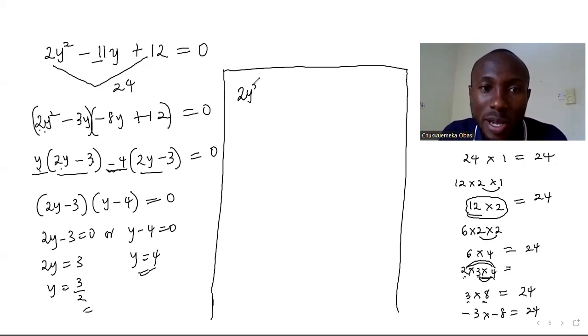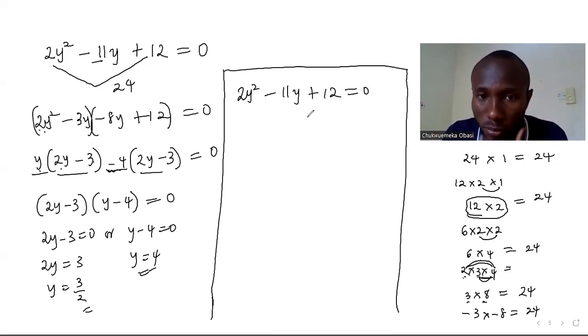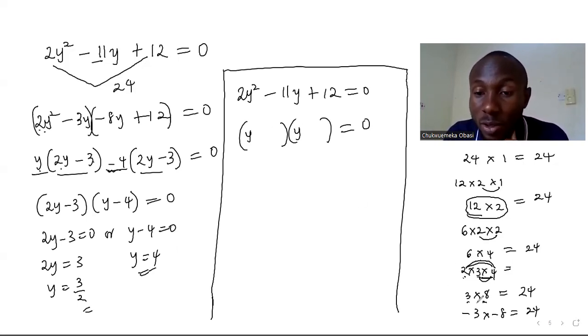We have 2y squared minus 11y plus 12 equal to 0. Now we're talking about y, no longer x. Well, I love this one. I love y. So I put my y here and y here. And the two numbers we are looking for are minus 3 and minus 8. So I'll plug them right here, minus 3 and minus 8.